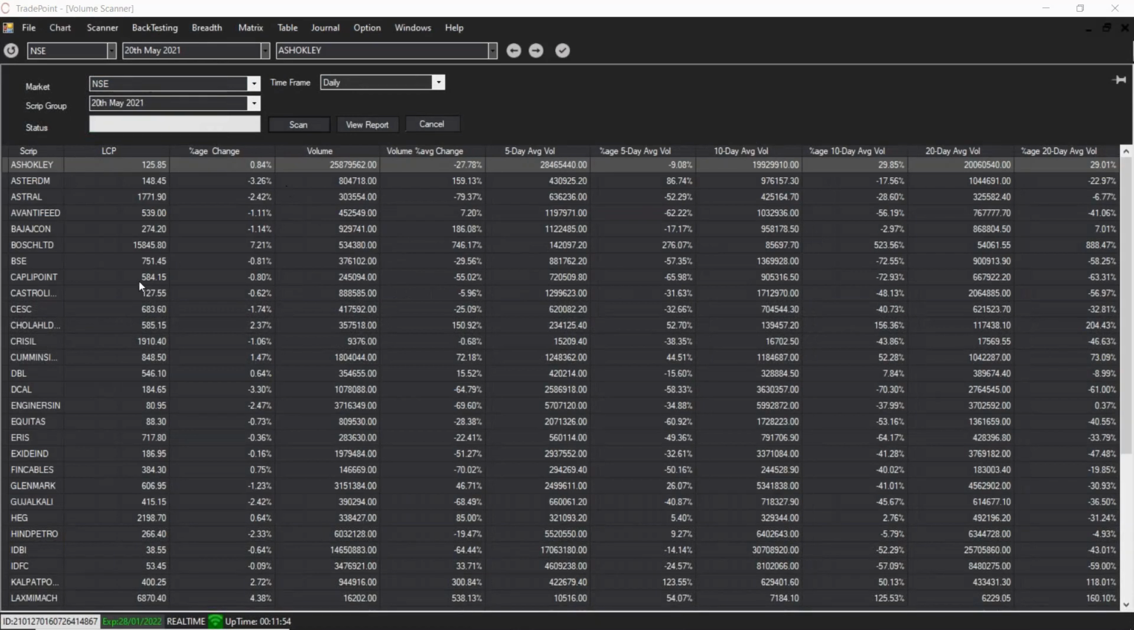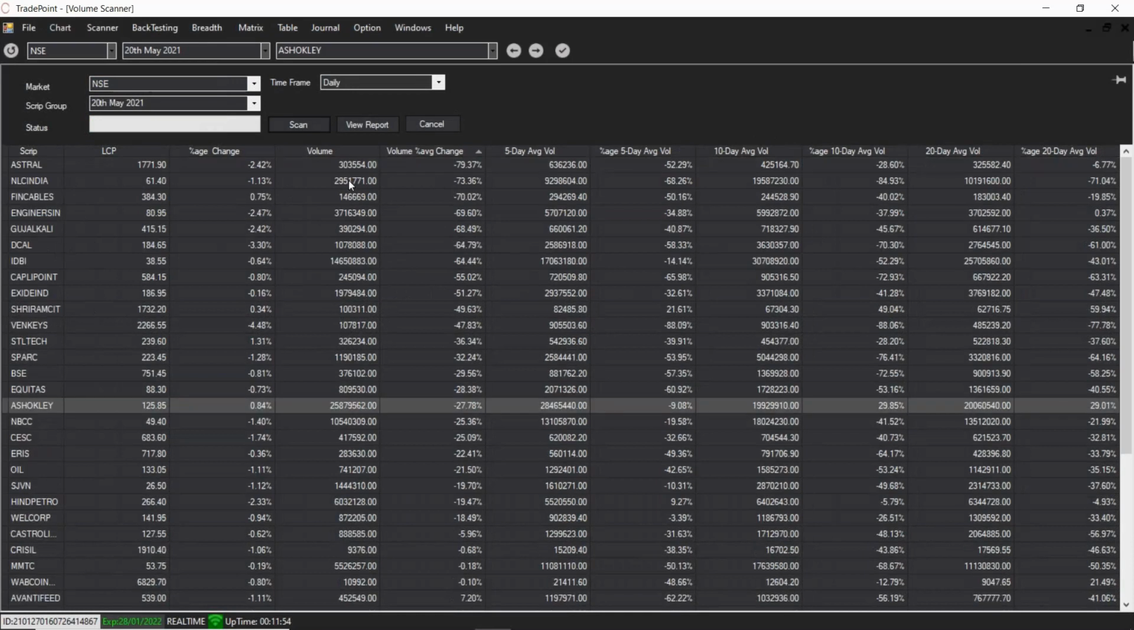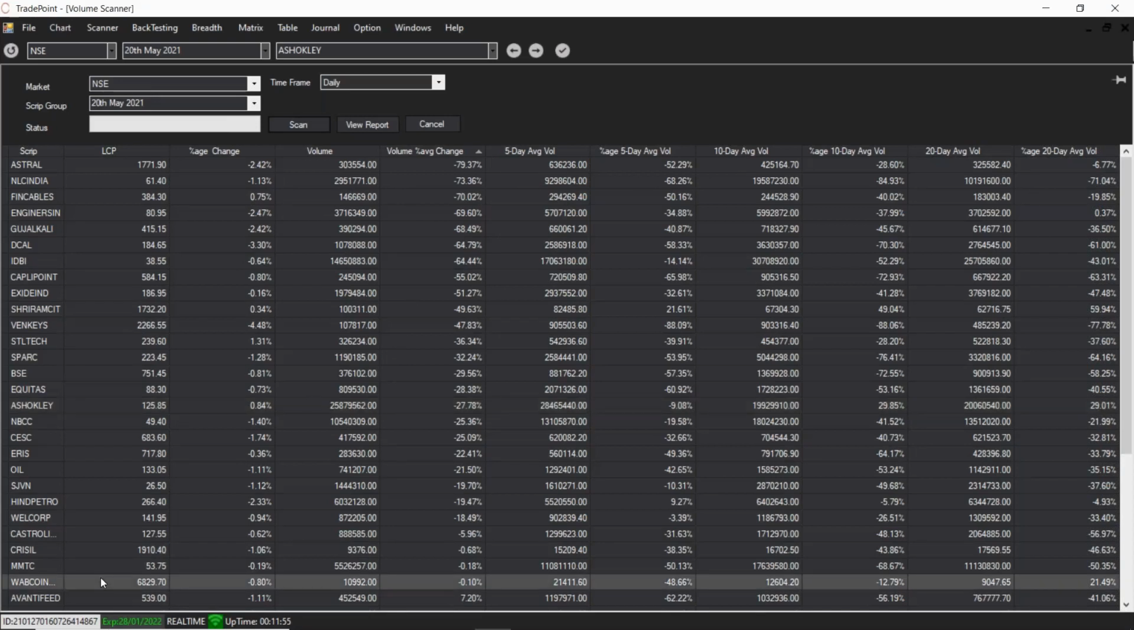Now you can quickly check the volume, like what is the total volume? Is there enough liquidity? This is a 5-day volume average, and what is the current volume, the percentage difference. This is the 10-day average volume, this is the 20-day average volume. So here you get to know if there is no liquidity as such, for example in this stock, you can simply ignore it. So this becomes your volume scanner.